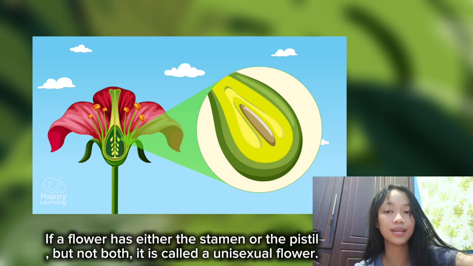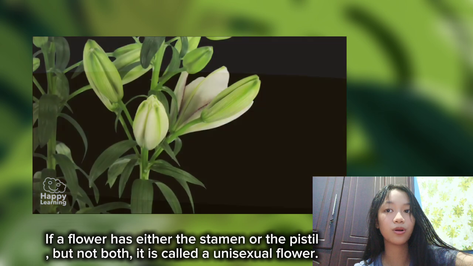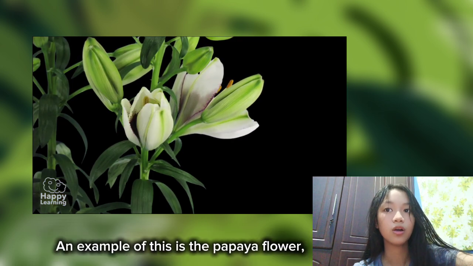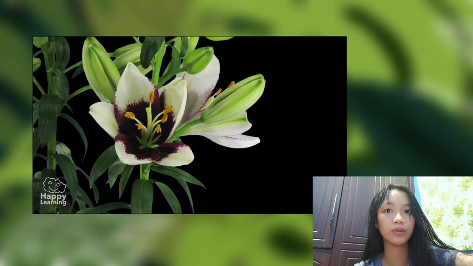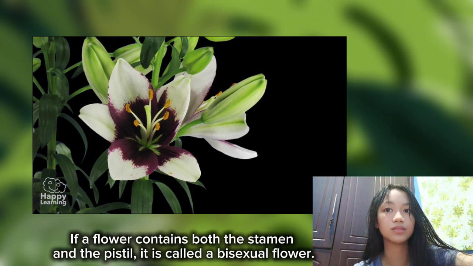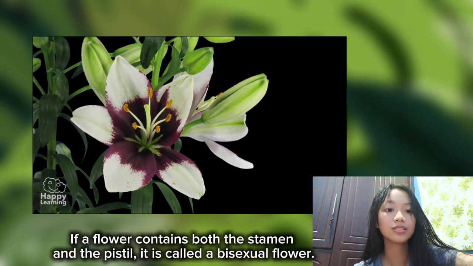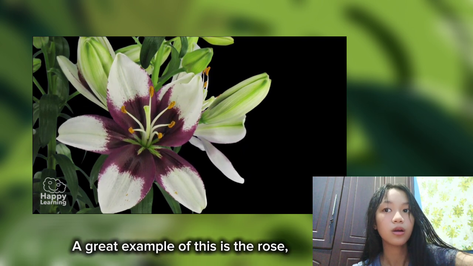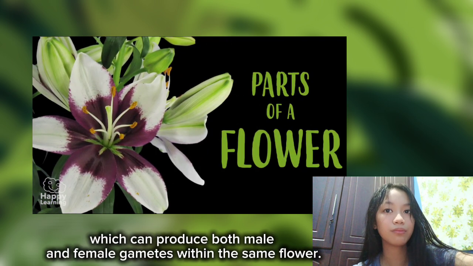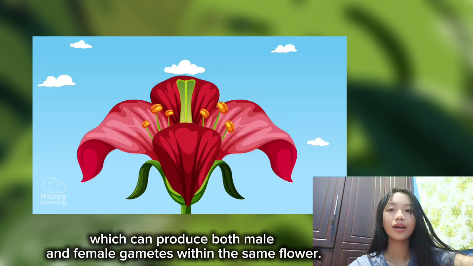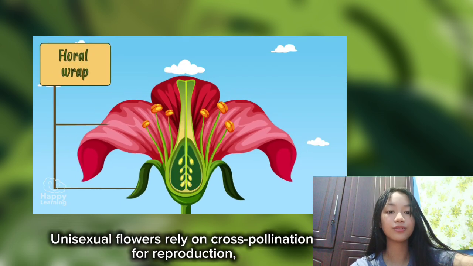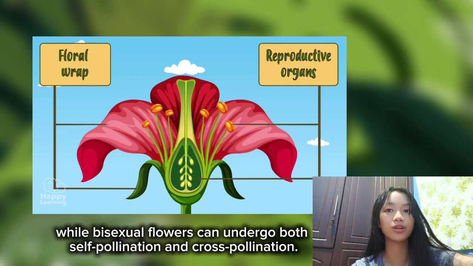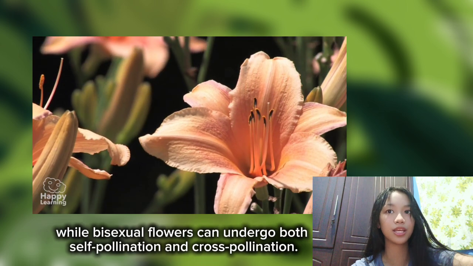If a flower has either the stamen or the pistil, it is called a unisexual flower. An example of this is the papaya flower, which has separate male and female flowers. If a flower contains both the stamen and the pistil, it is called a bisexual flower. A great example of this is the rose, which can produce both male and female gametes within the same flower. Unisexual flowers rely on cross-pollination for reproduction, while bisexual flowers can undergo both self-pollination and cross-pollination.